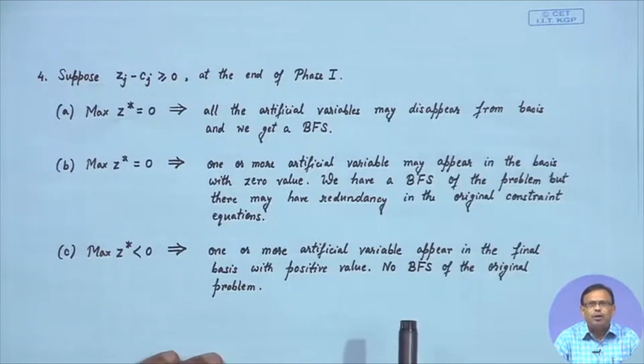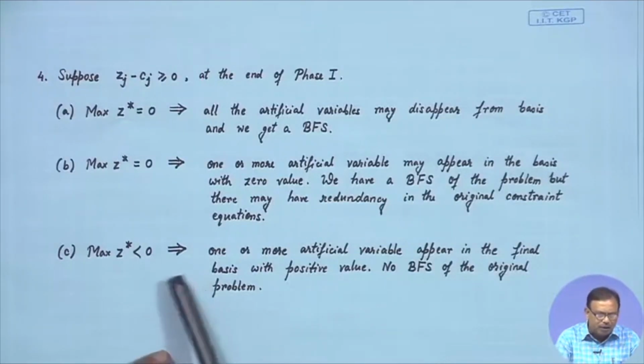So, please note this one, that if maximum value of z star is 0 and if one or more artificial variables appear in the basis with 0 value, or become basic variables, in that case you will obtain the basic feasible solution, but there may be redundancy in the constraints, and redundancy causes certain other problems which we will discuss again at a later stage.